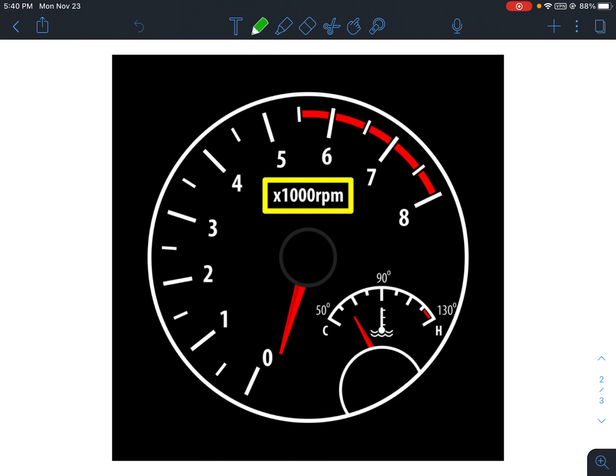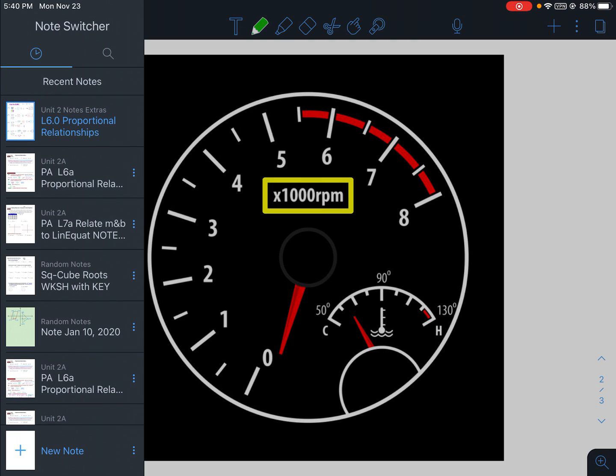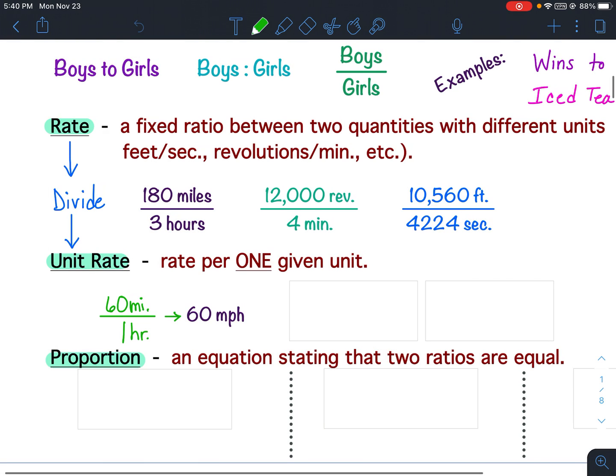All right, now, here's the key. Do you see what I boxed there in the middle? This 1 right here isn't 1 revolution per minute. It's actually 1,000 revolutions per minute. This would be 2,000 revolutions per minute, and so forth. Okay, so if I had 12,000 revolutions in 4 minutes, that is the same as 3,000 revolutions per 1 minute, or in other words, 3,000 RPMs.